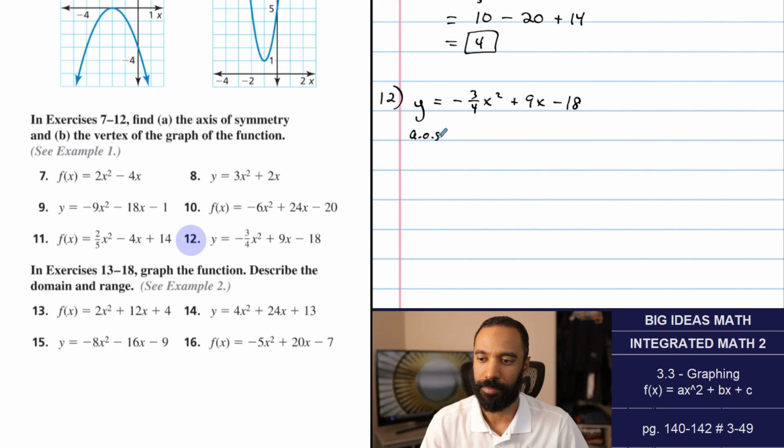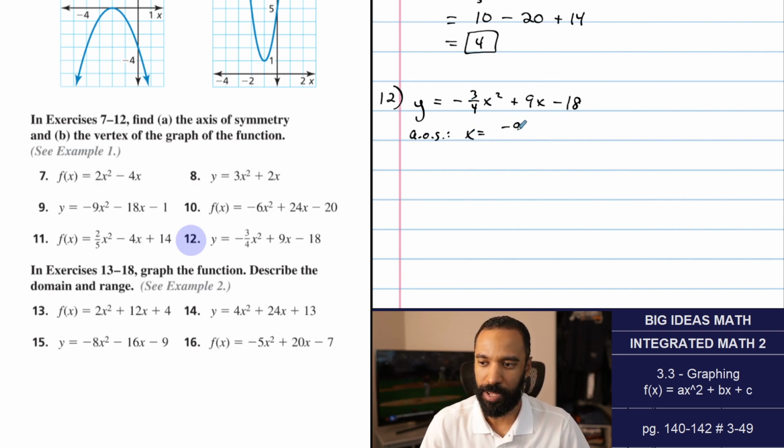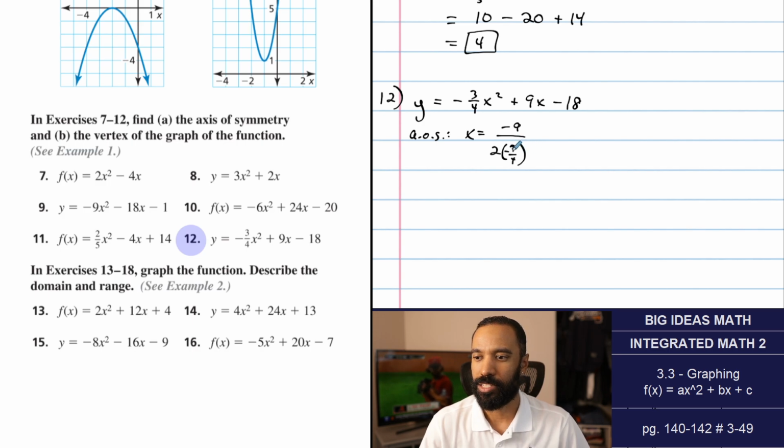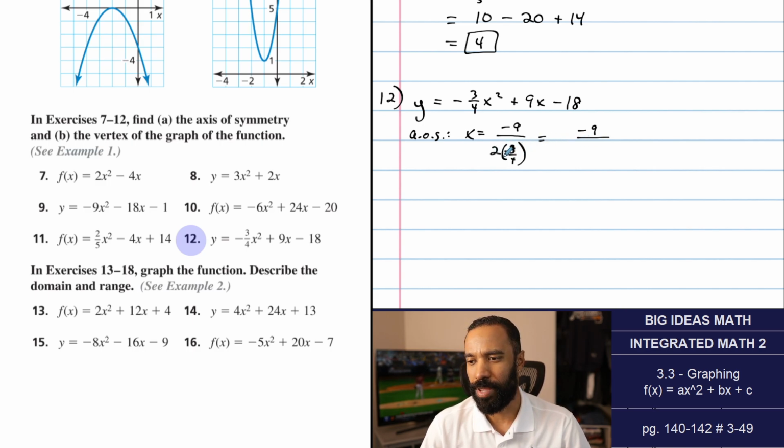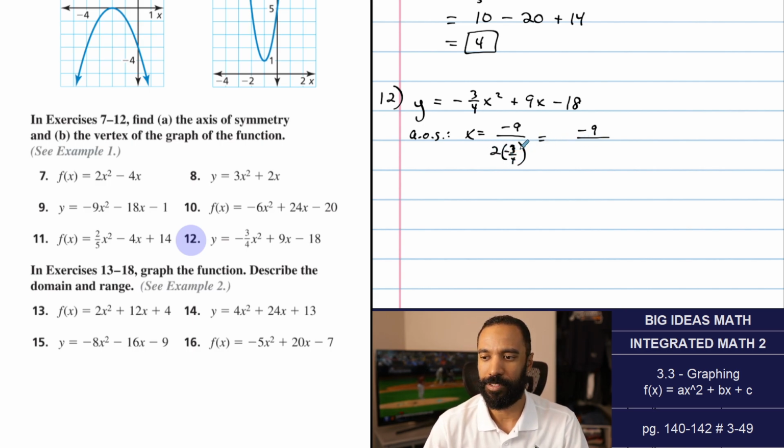Axis of symmetry, x equals, once again, we have to deal with this fraction bit. Negative b over 2a, negative 3/4. Boom, boom. That's a negative 3. So that's negative 9 over negative 6, let's see, negative 3 halves, right? 2/4 is 1/2 times negative 3 is negative 3 halves.